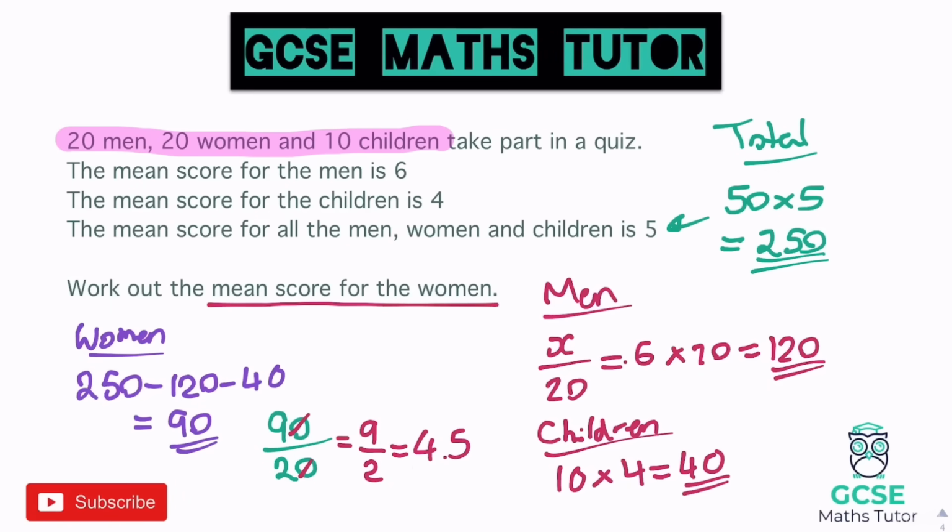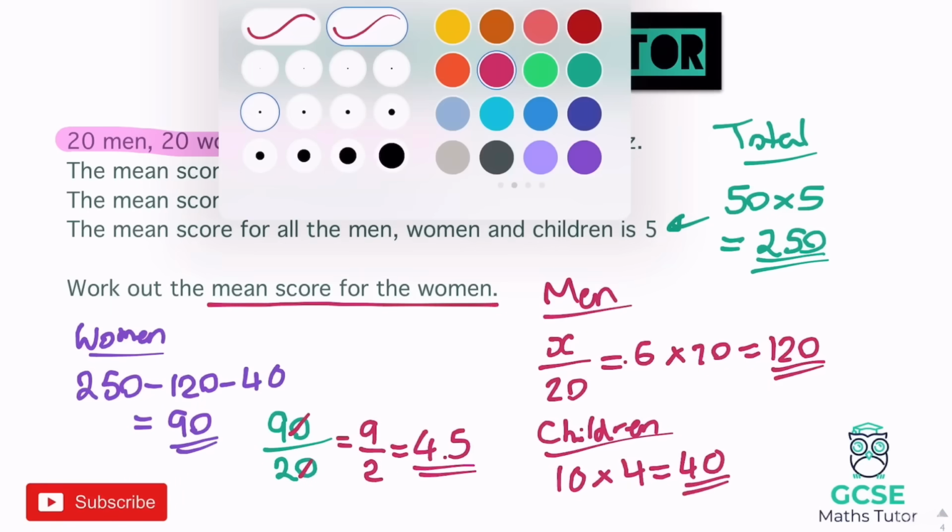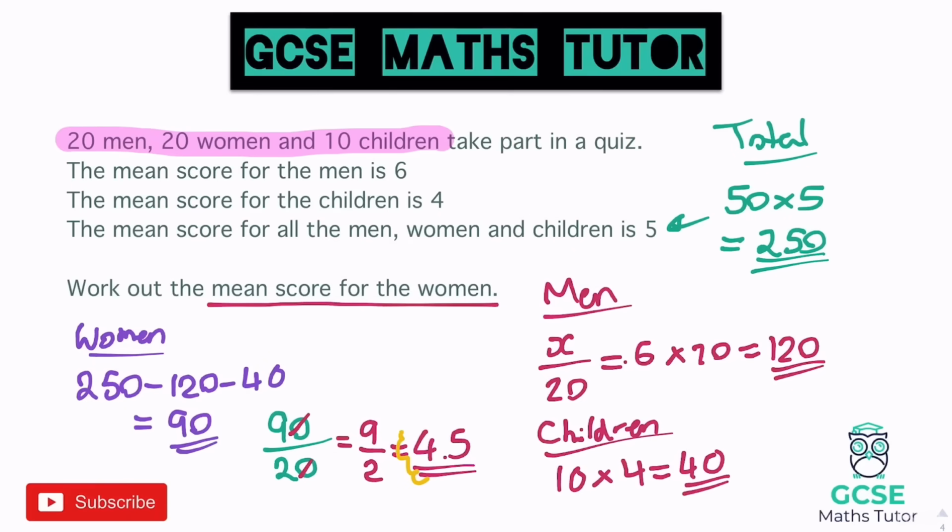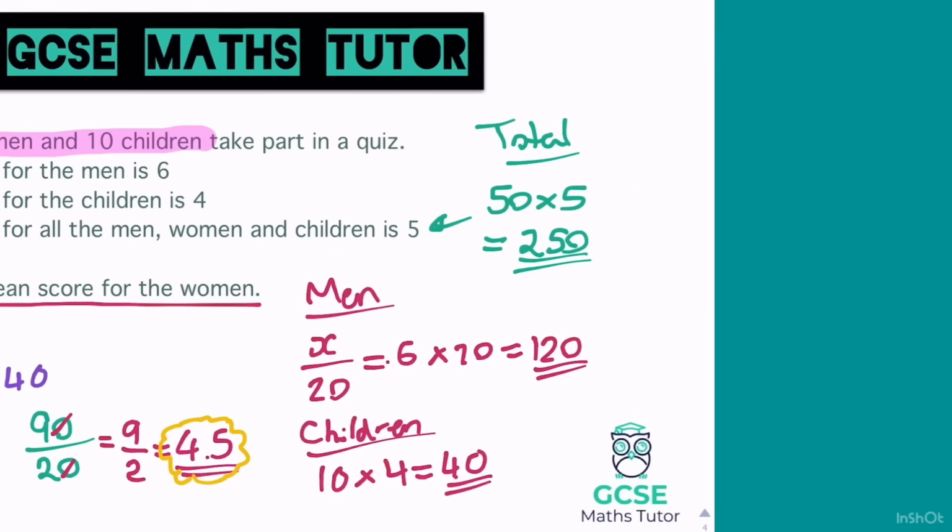There we go. So the women have a mean of 4.5, and that'll be our final answer there to finish that off. There we go, and that's our little bit of statistics done.